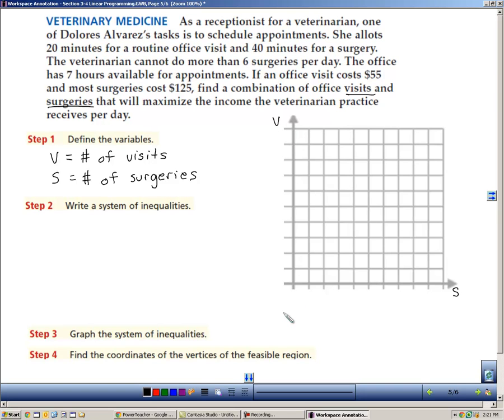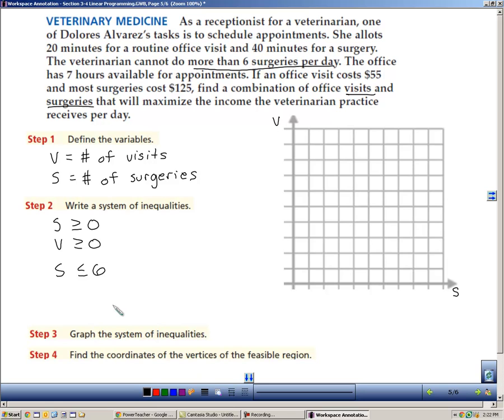And I know I can't be negative, so I know that my number of surgeries has to be greater than or equal to 0. And I also know that my number of office visits has to be greater than or equal to 0. Those are just two constraints that fit this situation. I'm told in the problem that I can't have more than 6 surgeries per day, so I also know that my surgeries have to be under 6. Now they could equal 6, but they have to be smaller than that.